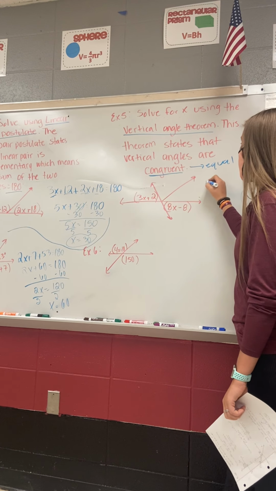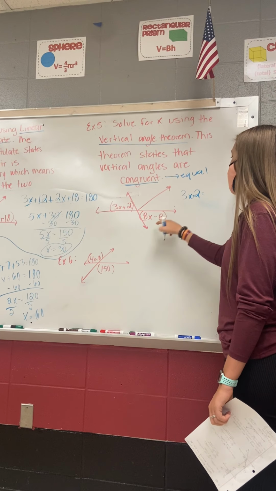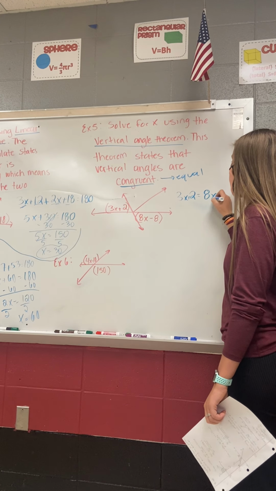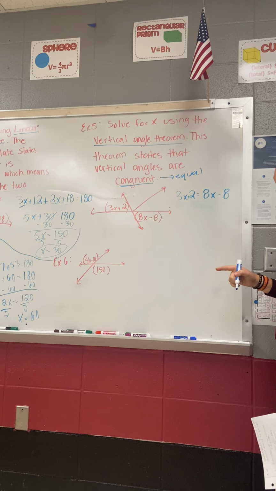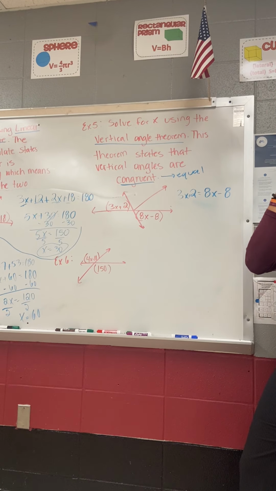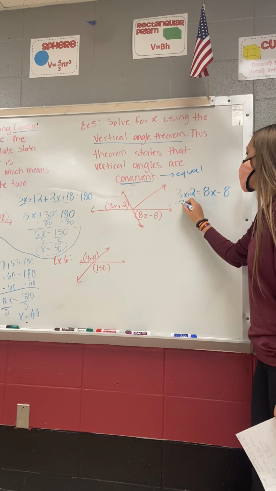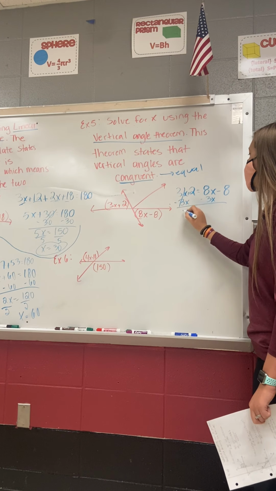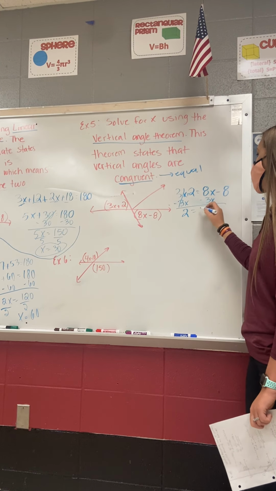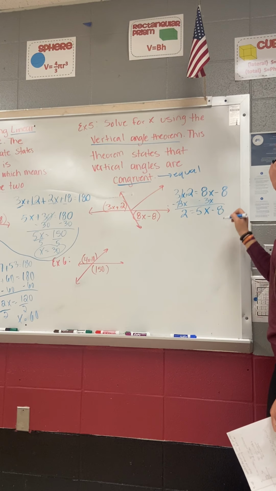Right? So we're going to have 3x plus 2 equals 8x minus 8. You set them equal to each other on vertical angles, okay? Remember, I'm always going to subtract my smallest x. That way my x will be positive. So I'm going to subtract 3x on both sides. These cancel and I have 2 equals 8 minus 3 is 5x. And then I bring down my negative 8.